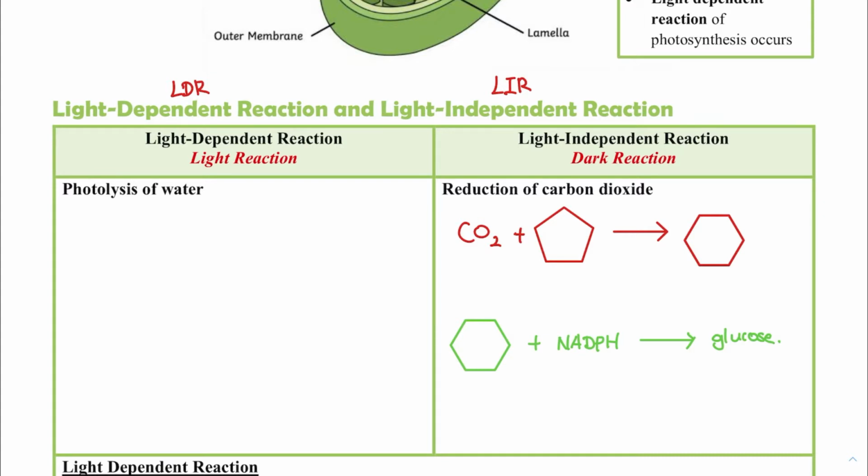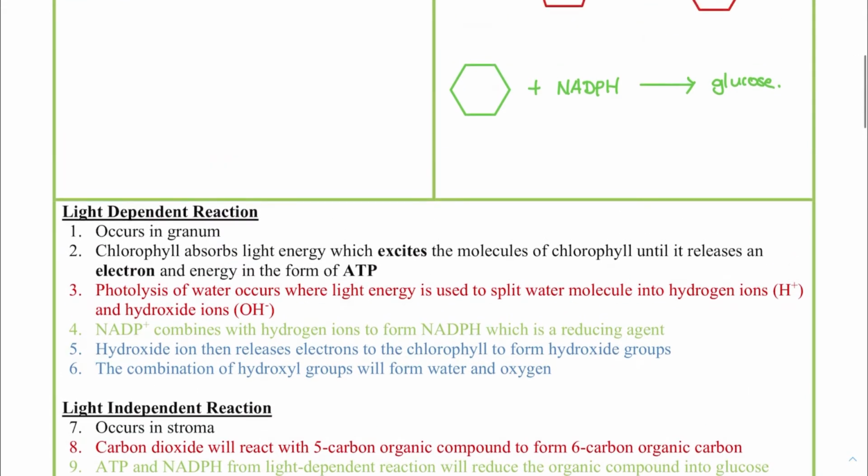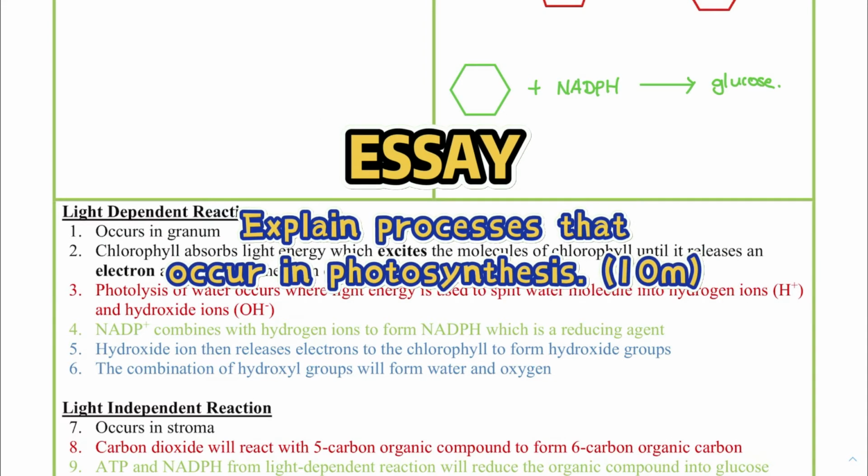Both of these reactions have their own process, called photolysis of water and reduction of carbon dioxide, which I will explain to you later. Below here is the full explanation of LDR and LIR, which they can ask for in an essay. They might ask you to explain the processes that take place in photosynthesis. So this is a 10-mark essay.